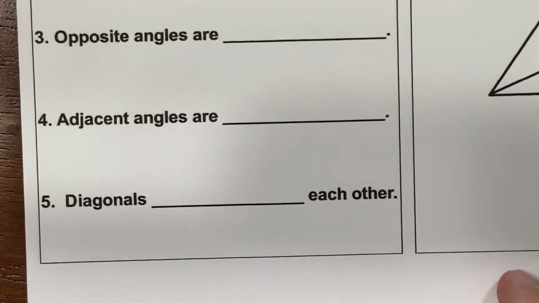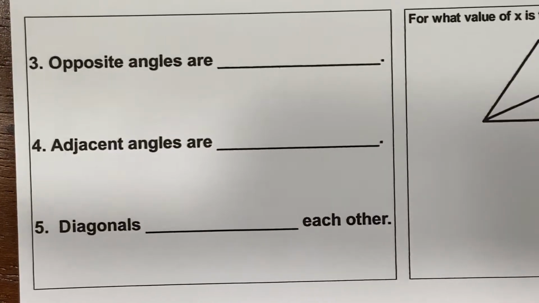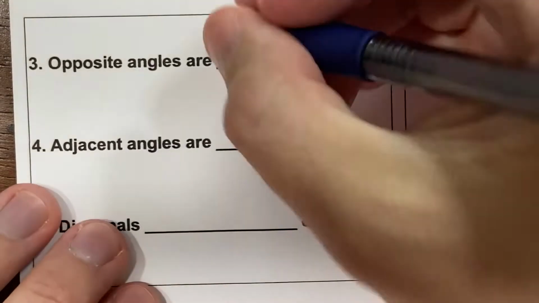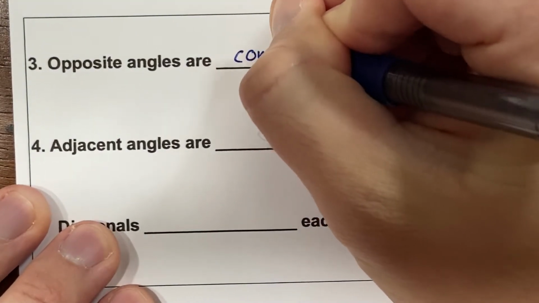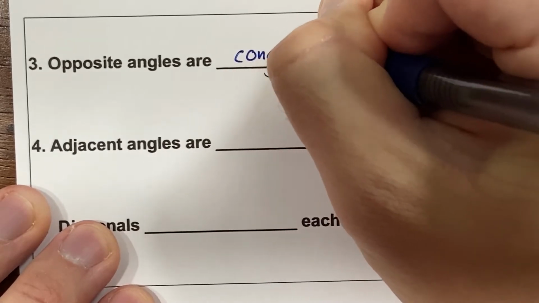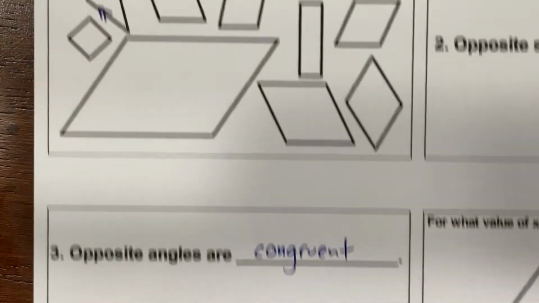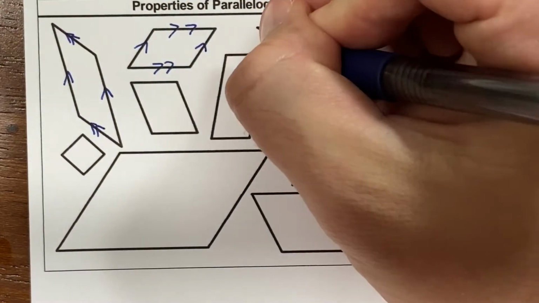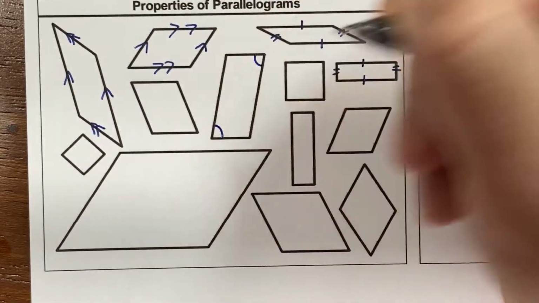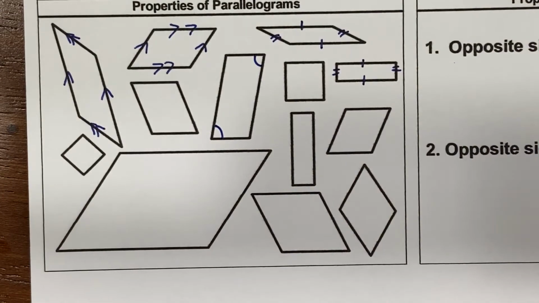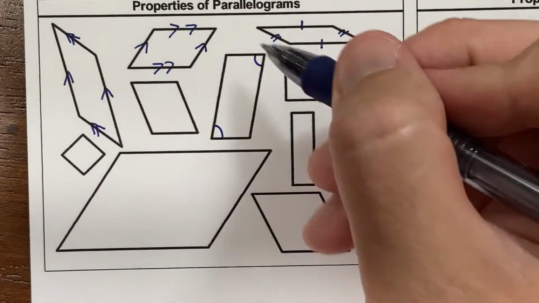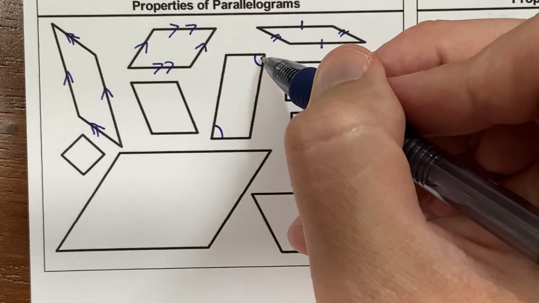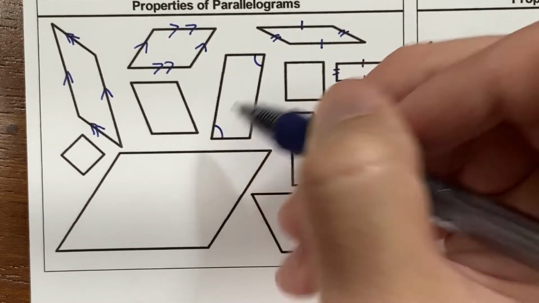Okay? Let's look at some other stuff. Opposite angles are congruent. Well, what do opposite angles look like? They're opposite of each other. So, like, this angle is opposite of that angle. They are congruent. They are the same measure. So, like, if this is 60 degrees, then that's 60 degrees.